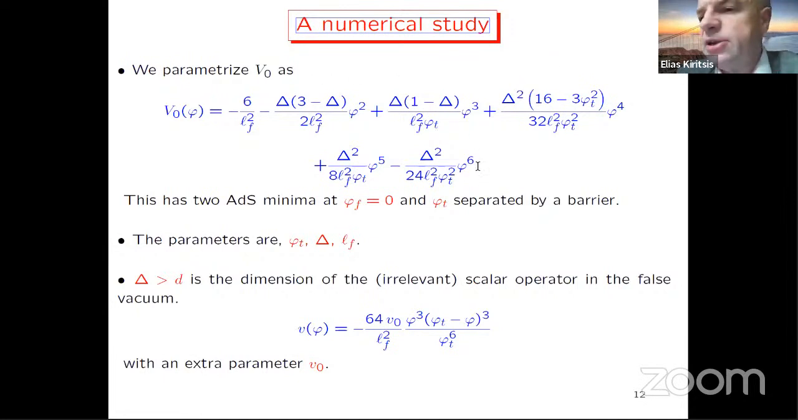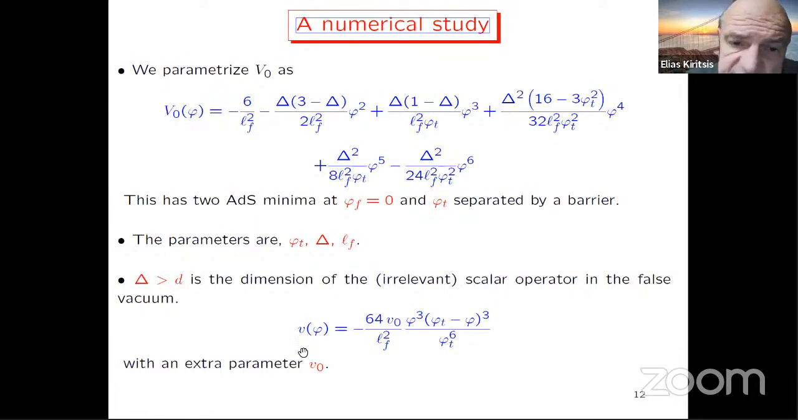So this is a sextic potential reverse engineered so that it has skipping flows. The important thing is what parameters it depends upon. I put the false minimum at 0. The true minimum is a parameter. It's at phi_t. And it has two more parameters. L_F is the AdS scale at the false minimum. And delta is precisely controlling the quadratic piece of the potential, and holographically is associated with the dimension of the irrelevant operator that will be driving the flow. And because it's a minimum, delta is bigger than the dimension of your boundary.